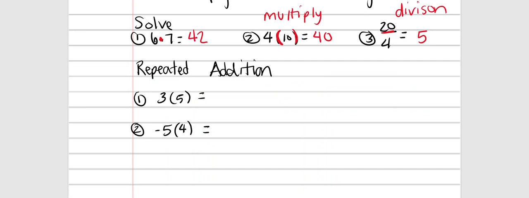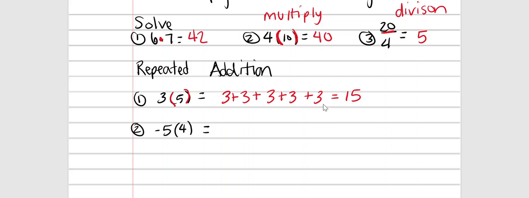Now let's talk about another way to view multiplication. Repeated addition is the same thing as multiplication. So once again, when you see these parentheses, you multiply. I could say 3 times 5 is 15. Another way that I could view that, I could say 3 plus 3 plus 3 plus 3 plus 3 also gives me 15.